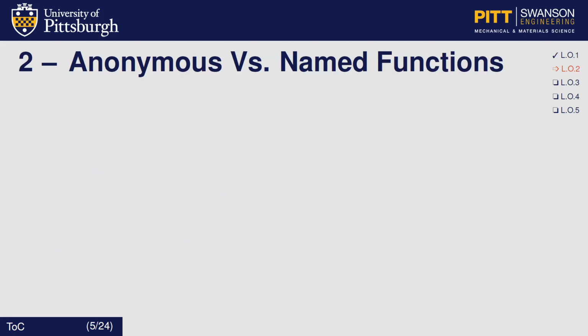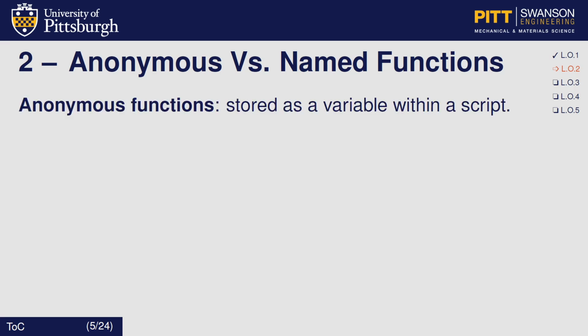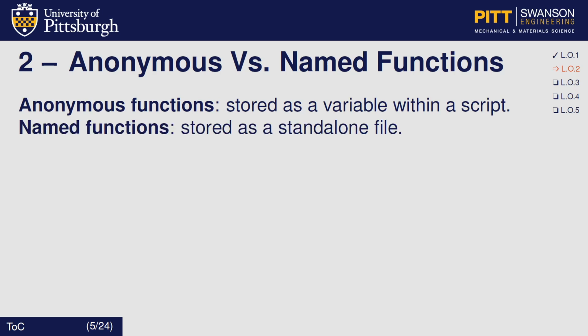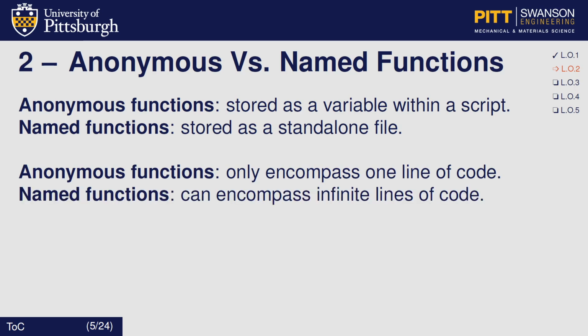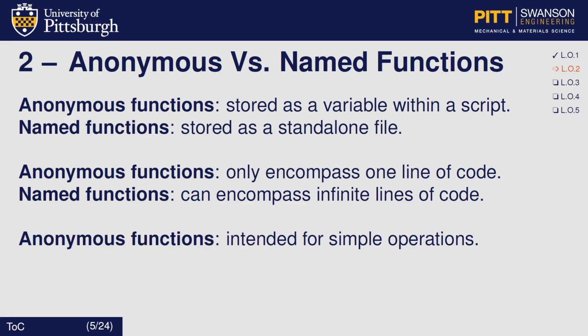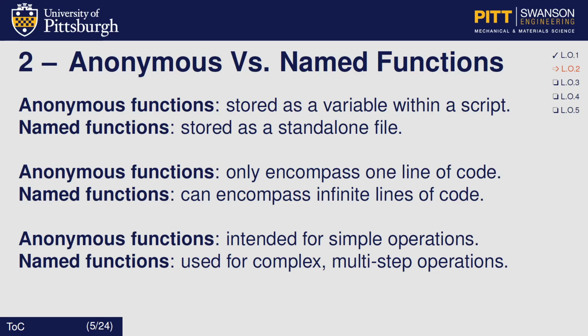Now, in the previous week, we discussed anonymous functions. It is valuable now to cover how these two different types of functions actually differ. Anonymous functions are stored as a variable within a script, whereas named functions are stored in a standalone file. Anonymous functions can only encompass one line of code. Named functions can encompass as many lines as you want. Anonymous functions are meant for simple operations. Named functions are used for complex, multi-step operations.